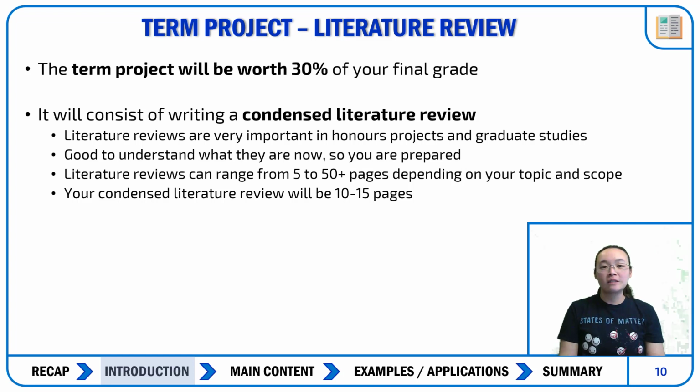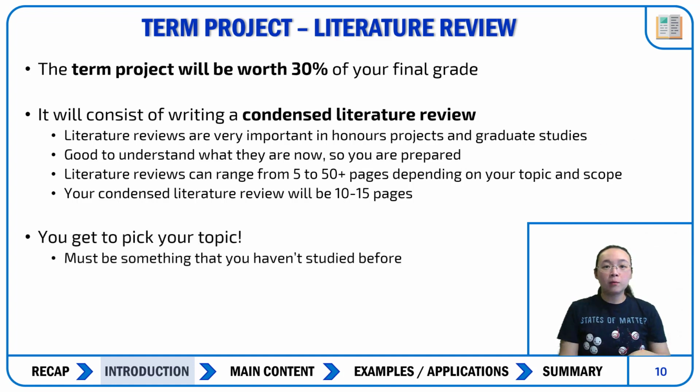But in this case, you do not have time to read hundreds of papers. So we're aiming for about 20 papers, just so that you can at least get a good literature review. Reading 5 or 6 definitely is not enough. So in terms of lit reviews, it's really good to understand what they are now so that you're prepared. Literature reviews, like I said, can range from 5 to 50 plus pages, depending on your topic and scope. So one of the most important things is finding a good topic.